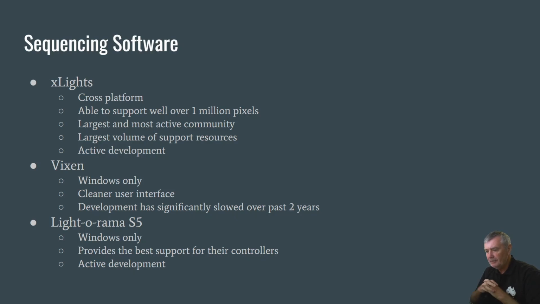Vixen is the other open source sequencer. It is a Windows only piece of software. Look, I personally believe it has a much cleaner and more consistent user interface than xLights. However, capacity-wise, it does max out. I won't put a number on where it maxes out because that has changed over the years, but it definitely can't go to 1 million plus pixels.